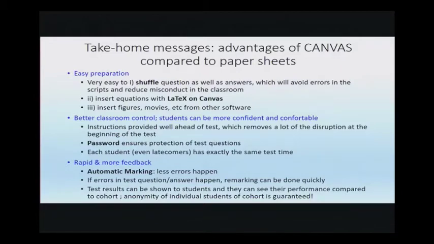The Canvas system also allows us to provide rapid and more feedback. So marking is, as you can imagine, all automatic. Of course, this will have fewer errors during marking. And if we make some errors when setting problem answers, we can correct them very easily. Remarking can also be done automatically. These test results can be shown to students, and they can see their performance compared to the cohort. And the student information is anonymous.